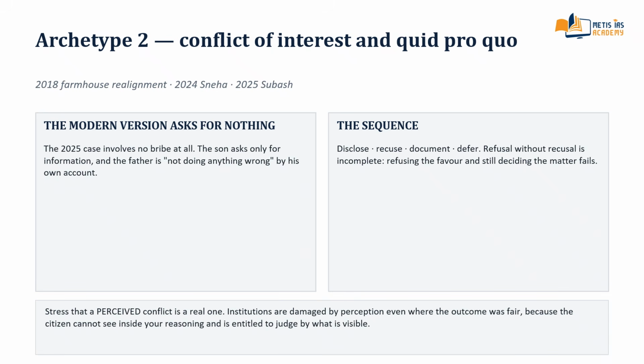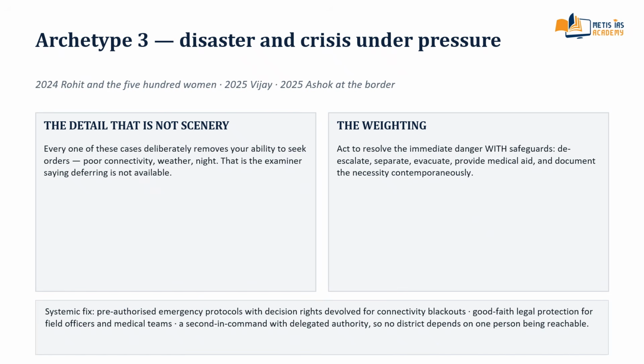These are all the cases where the modern version asks for nothing. In this, the 2025 case involves no bribe at all. The son asks only for information and the father is not doing anything wrong by his account. Here is the sequence we discussed. So comply quietly: legal, ethical, workable, choose.